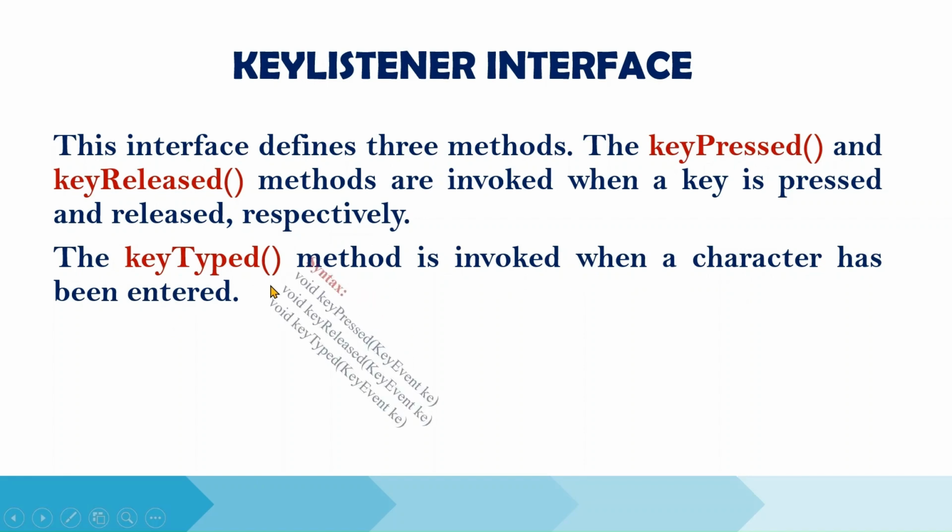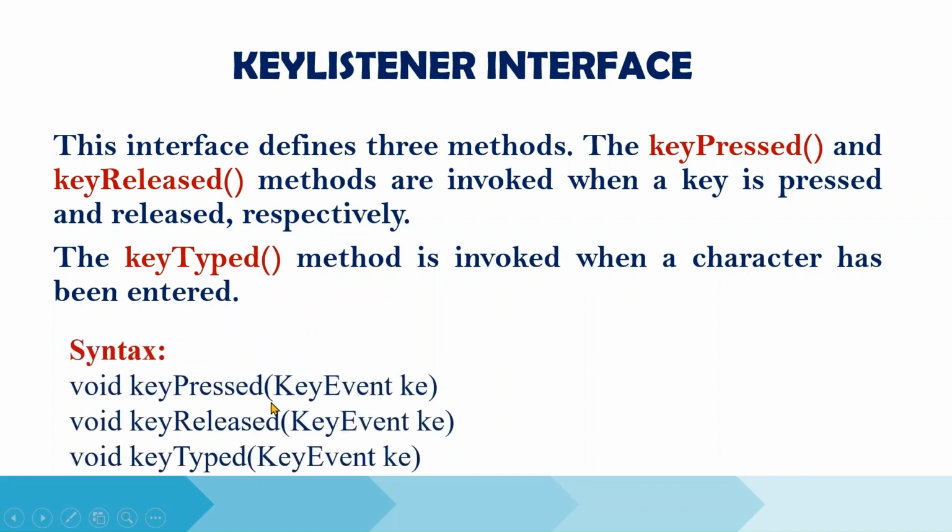Now coming to the syntax, you can see void keyPressed, which handles a KeyEvent, and its reference variable we need to write. Similarly for keyReleased and keyTyped. These are the three abstract methods available under this interface. Whenever you write a program by implementing this KeyListener, you compulsorily need to write the implementation for all three methods. Let's say you want to write only one method, but the other two methods also need to be written, at least with an open and close curly brace, which we call a null implementation.